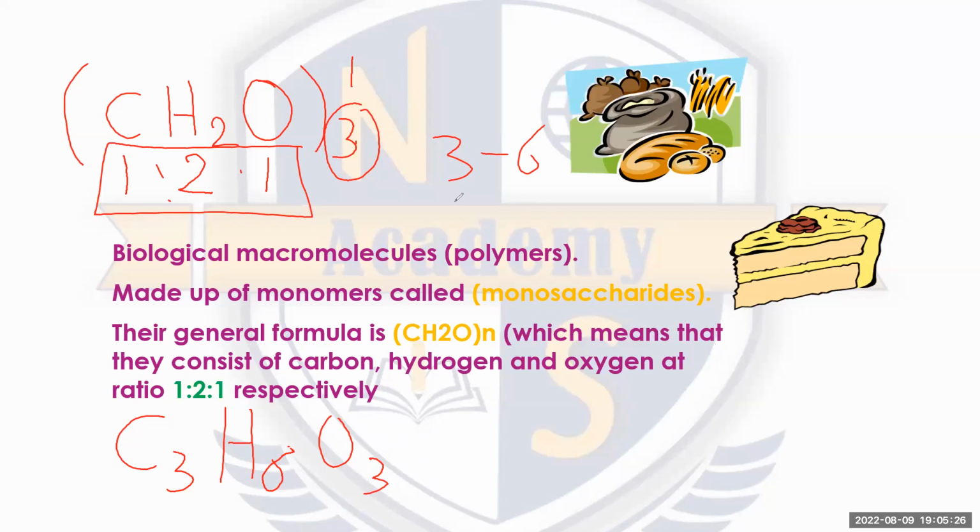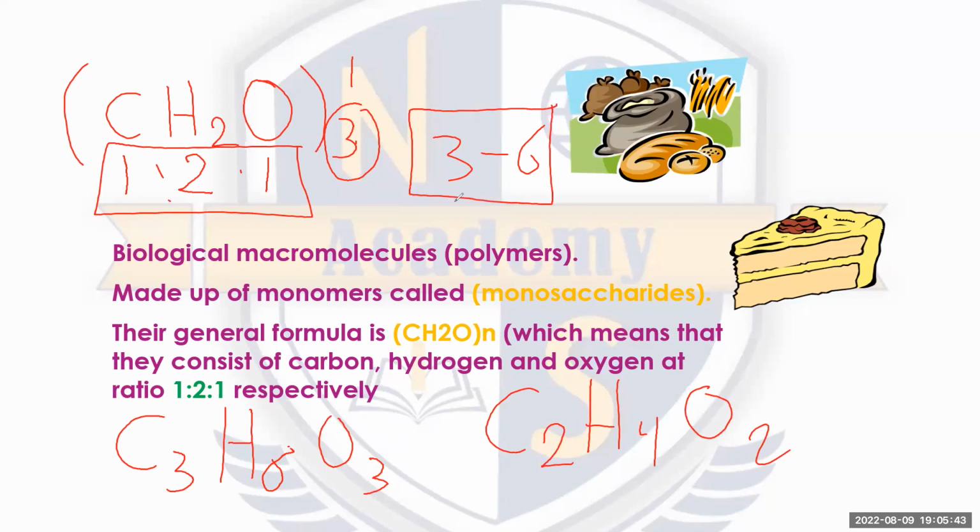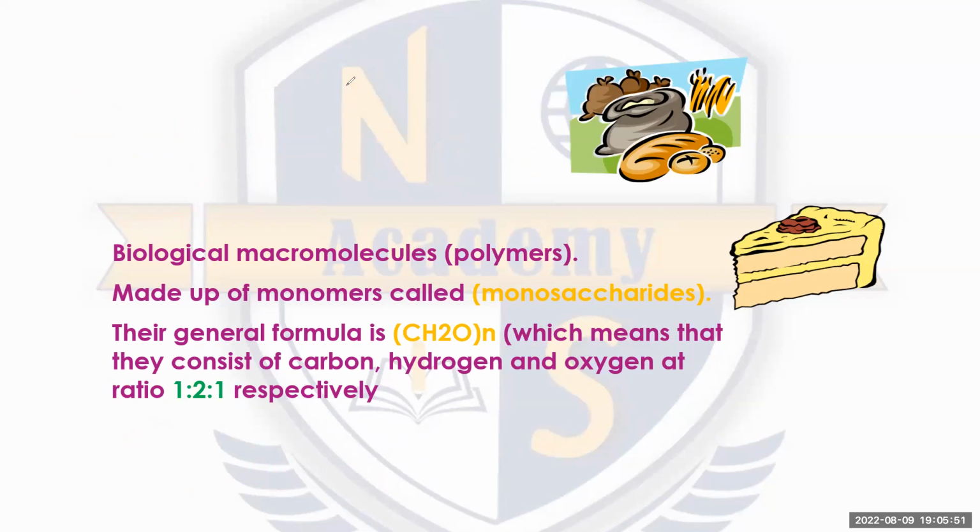If we replace n by 2, it will be C2H4O2, and so on. We can replace the n in a range from 3 to 6 carbon atoms only to be a monosaccharide. Okay? Is it clear?